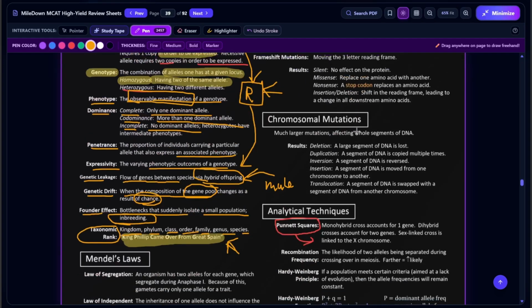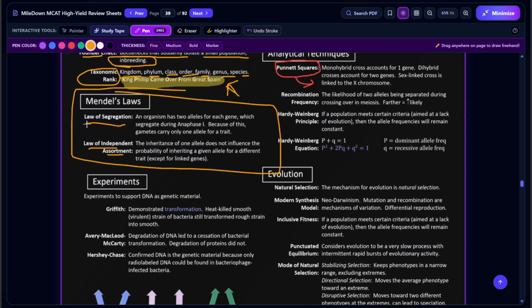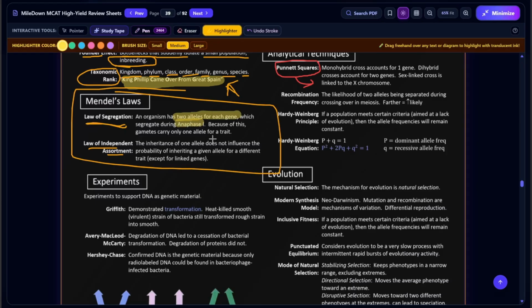And then before going into mutations, I'll probably go over Mendel's laws. Mendel's laws include the law of segregation and the law of independent assortment. For the law of segregation, an organism has two alleles for each gene, which segregate during anaphase. Anaphase I, remember, is part of meiosis, and because of this, gametes carry only one allele for a trait. So you only have one variant of a particular trait. You don't have two.